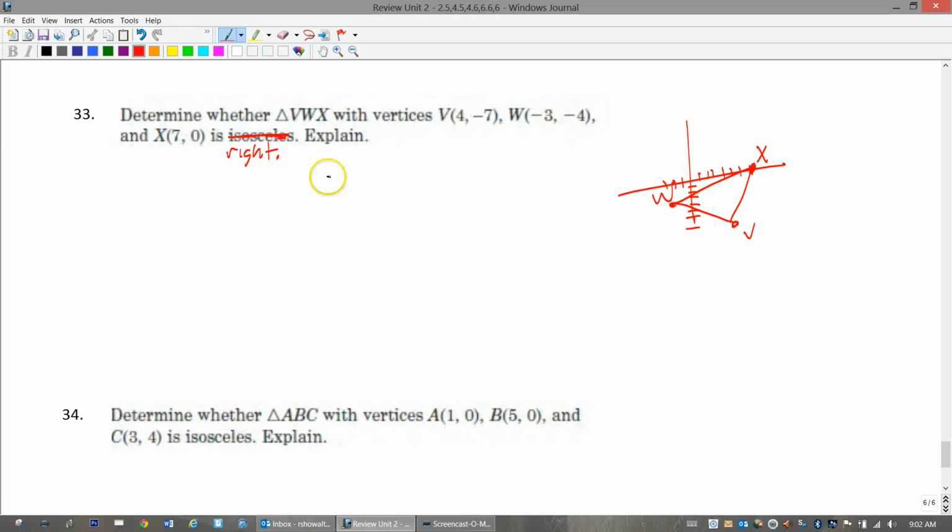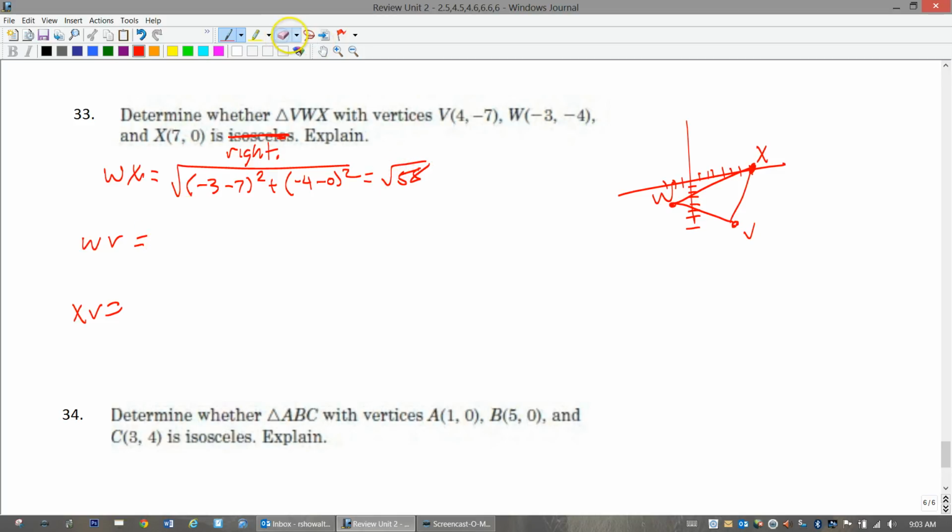So we need to find three distances. We need to find WX, we need to find WB, and we need to find XB. The reason we need to find that is if it's a right triangle, we have to check to see if those three sides follow the Pythagorean theorem. So we calculate the distances. WX is going to be -3 minus 7 squared, and then -4 minus 0 squared, and that's going to equal the square root of 58. We're going to leave it like that because we're going to use the Pythagorean theorem in a second.